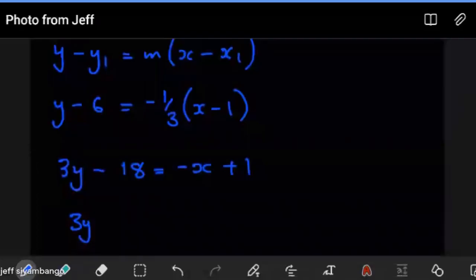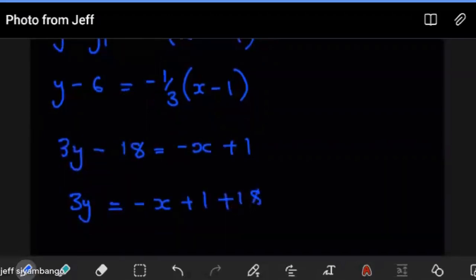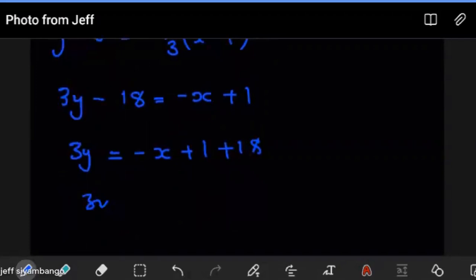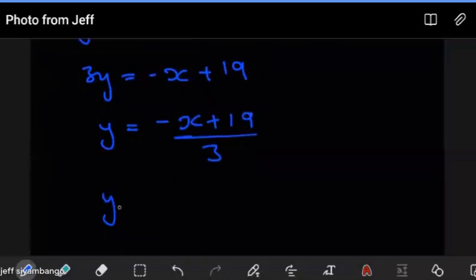So from here, we have 3y, then minus 18. The 18 can go to the other side. So this is minus x. Then we have plus 1 plus 18, so that we have 3y is equal to minus x plus 19. And then if you want, you can divide by 3, so that we have y is equal to minus x/3 plus 19/3. Or we can leave it like this.